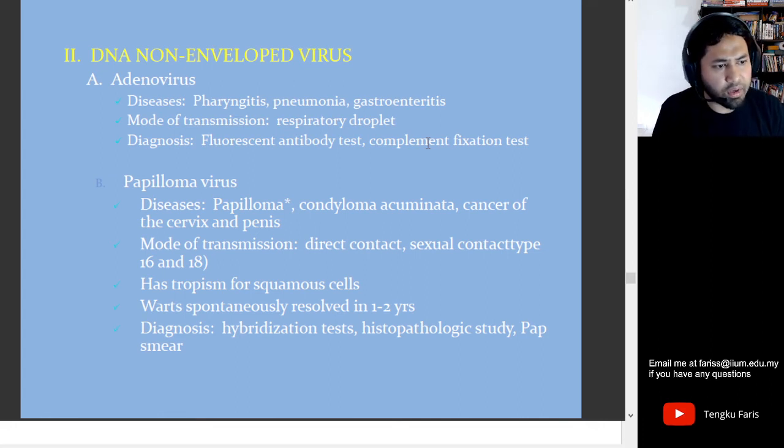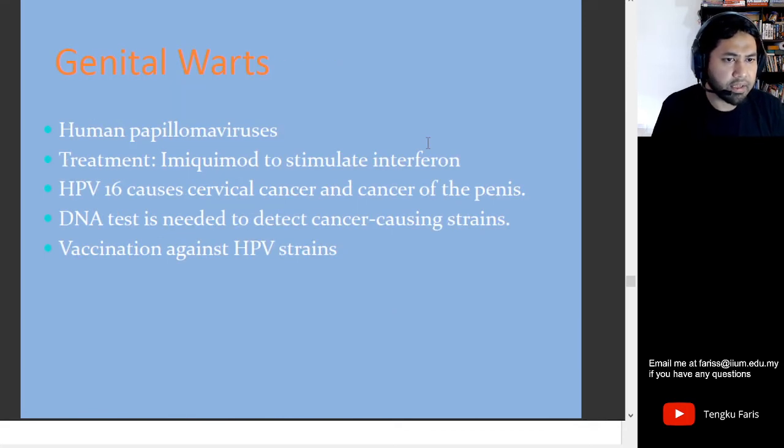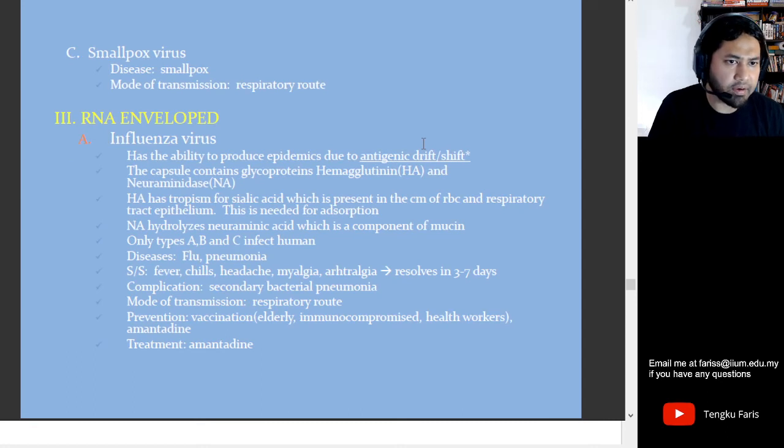Pap smear is one of the most common diagnoses to detect this papilloma virus. The genital warts, as I have mentioned earlier, if you want to get rid of them, we can use the interferon regimen to treat these viruses. Also, we can use the DNA test to detect the type of these viruses, and you are also required to go for the HPV vaccination so that your body is protected or has the antibodies to fight against the papilloma viruses.